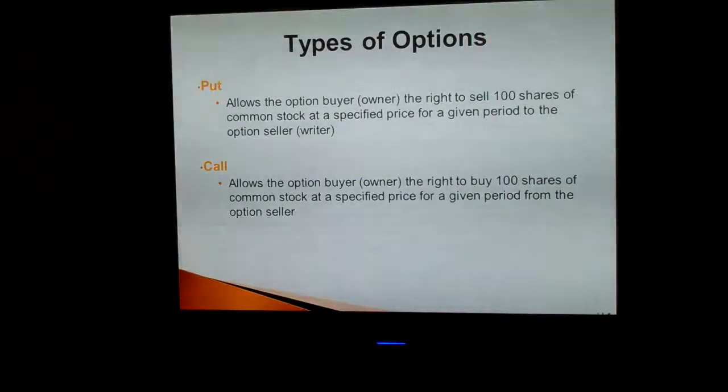A put allows the option buyer, the owner of the property, the right to sell 100 shares of common stock at a specified price for a given period of time to the option seller, also known as the writer.